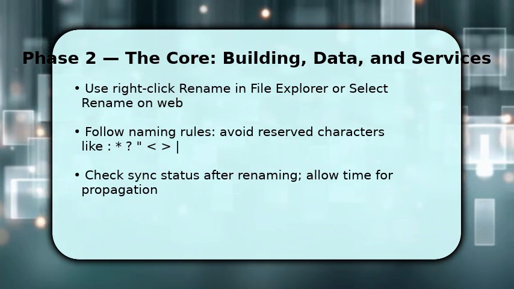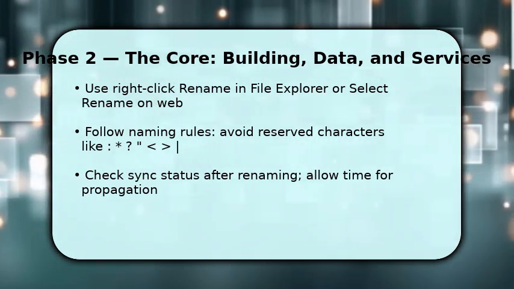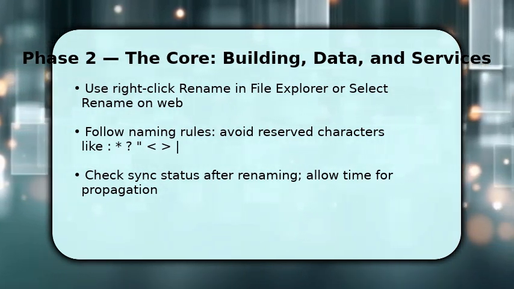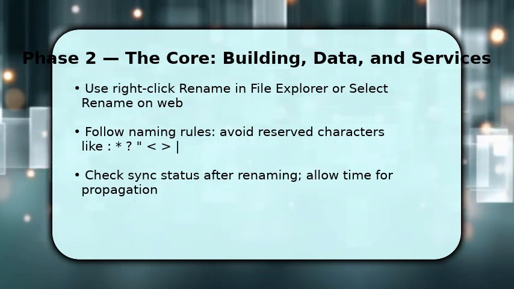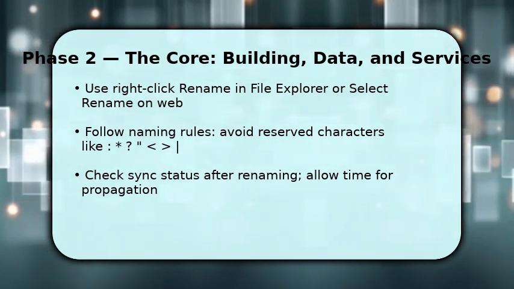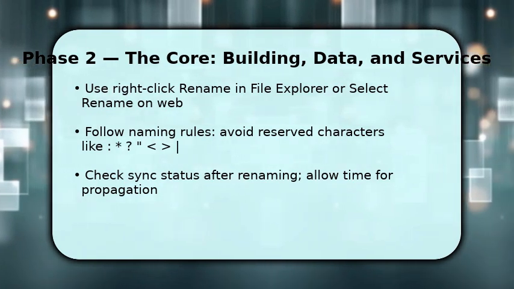When renaming, use a clear name and avoid reserved characters like colon, asterisk, question mark, quotes, angle brackets, or pipe because those are blocked. After you change the name, watch the OneDrive icon for sync activity and give it time to propagate across devices. If you have many files, the sync may take longer. Be patient and monitor progress.